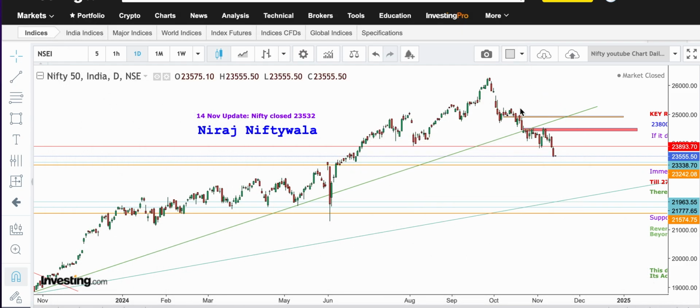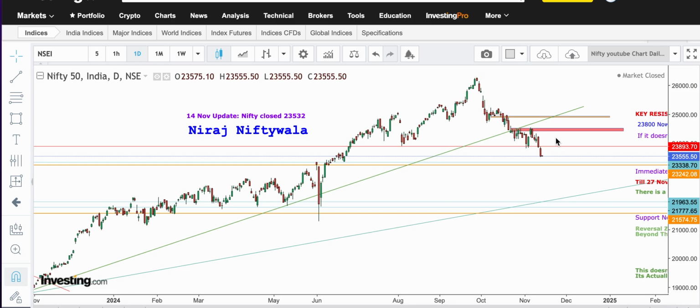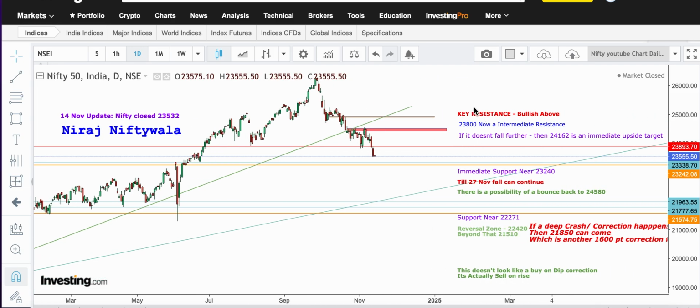Now, how far can we go from here? That is the next question which you will have. So I have made some points. First is key resistance, bullish above. So if it goes above this band, it will be bullish. I would go bullish. I would say go buy everything once it crosses 24,950. Once it crosses 24,950, I'll be safe to say that the market is bullish now.